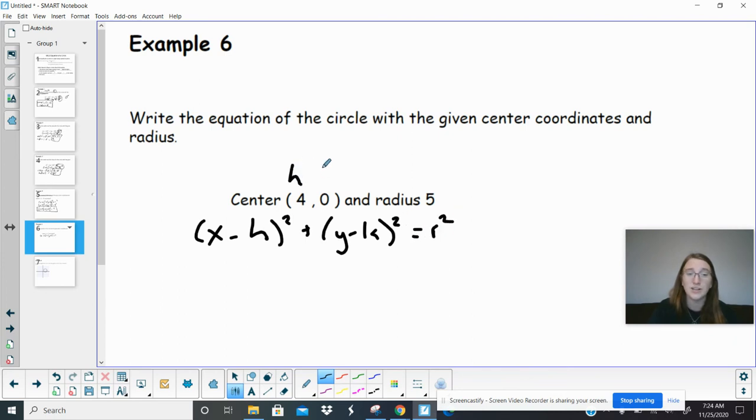Here's my h, here's my k, it's 0. Try and think back to that question we had earlier. What does that look like? And then this is r. Go ahead and give it a shot.